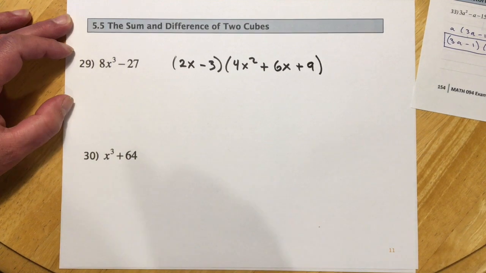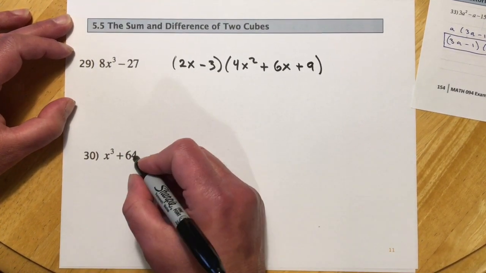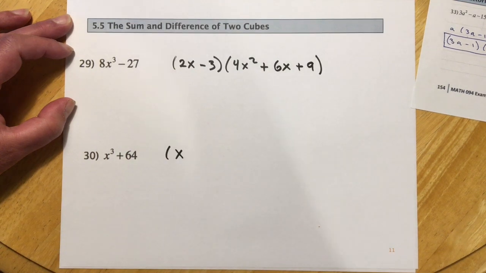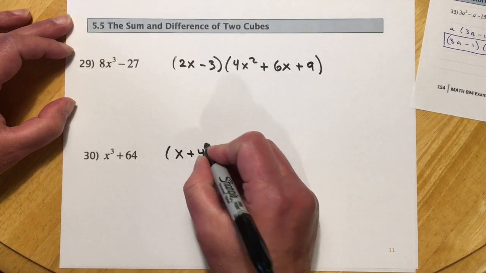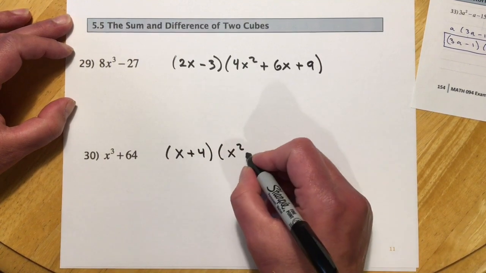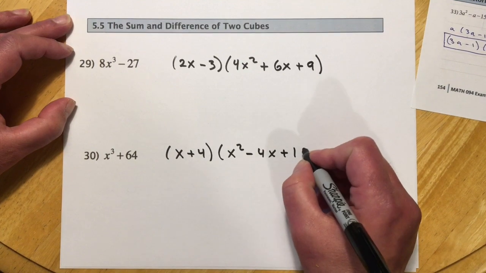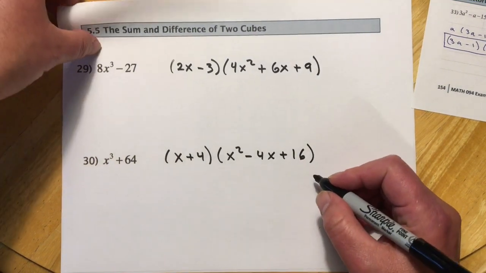Down here, so we need an x, and then 64 is 4 cubed, so it's going to be plus 4. And then x times x is x squared. x times 4, opposite sign, so 4x. 4 times 4 would be 16.